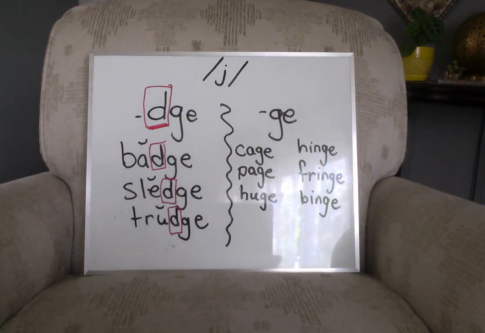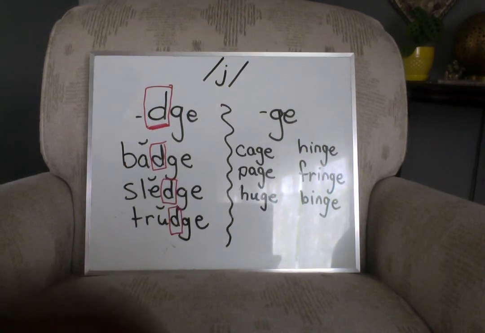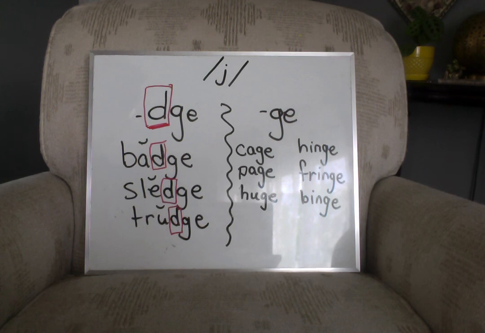Okay? So that is the DGE versus GE spelling when you hear J at the end of a word. So I have some activities for you to do to get some practice and a better understanding. Hopefully you will enjoy your activities and get a better understanding of GE versus DGE.